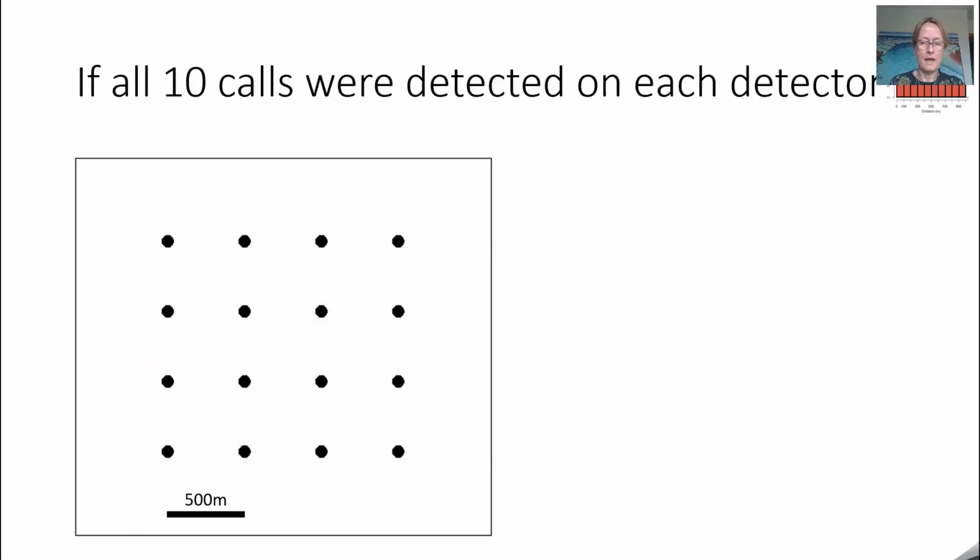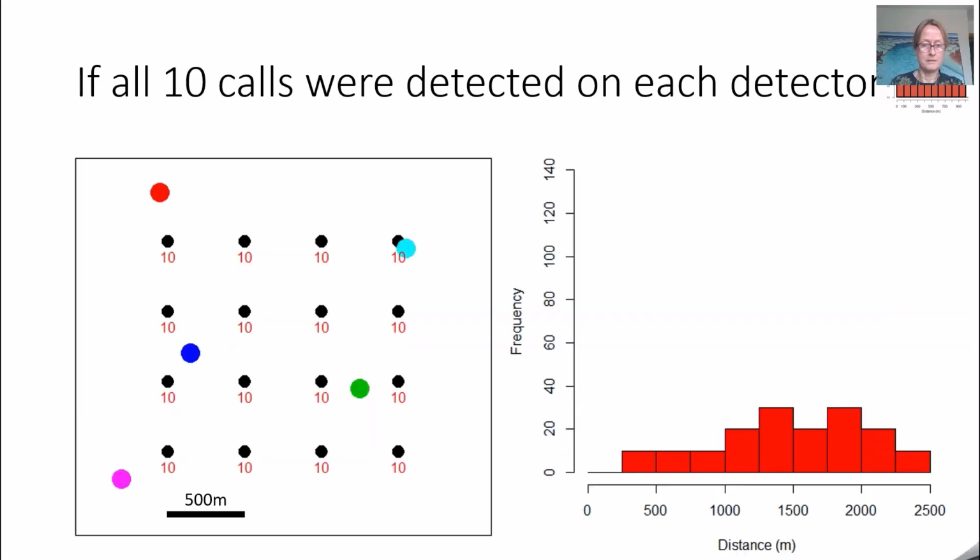And now we'll have a look at what happens if each animal made 10 calls and all 10 calls were detected on each detector. This is our scenario 2. We'll build the equivalent distribution of distances, pretending we had detected all 10 calls, and we'll start with the red animal again and add the distances of all 10 calls to each detector to the histogram on the right. See, most of the distances are now in the higher distance bins, simply because there were more detectors at these higher ranges, and we didn't miss any calls just because they were too far away.